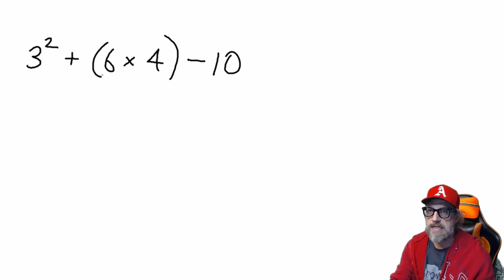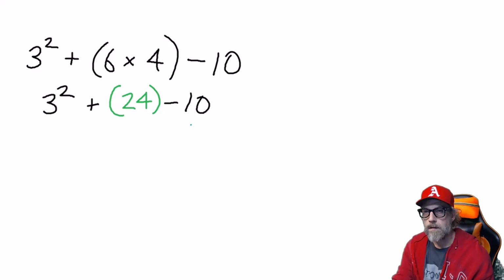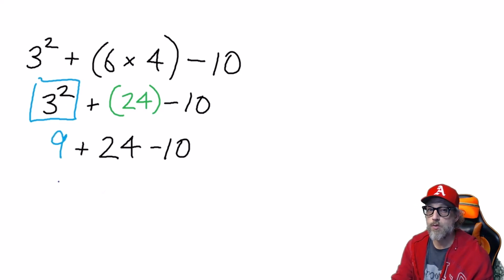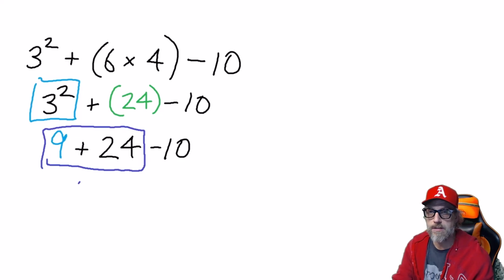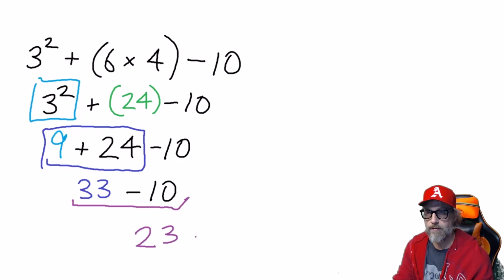Okay, here we go. First example, starting with the group, 6 times 4 is 24, and a quick recopy. Now that group is complete, we're moving on to exponents. We have 3 to the second power, which is 9. Now we're at adds and subtracts, working from left to right. First one we see is the addition, 9 plus 24, which is 33. And finally the subtraction, 33 minus 10 equals 23.